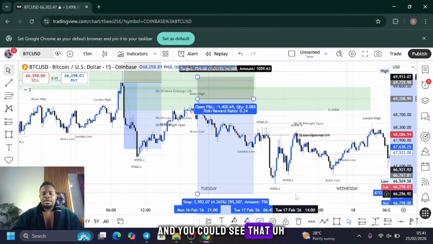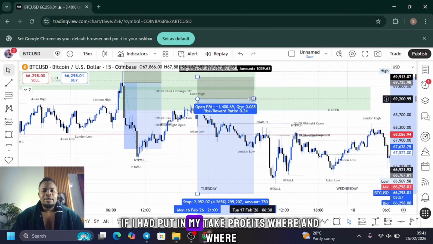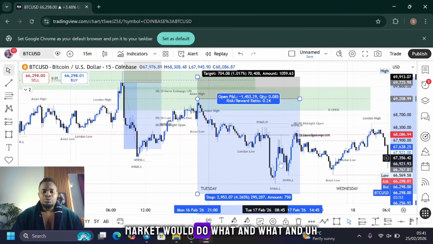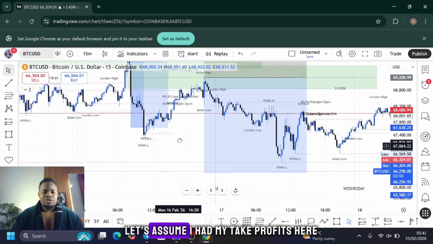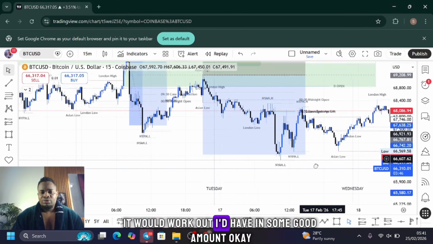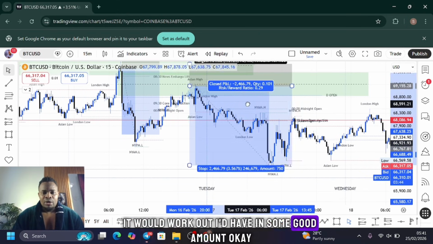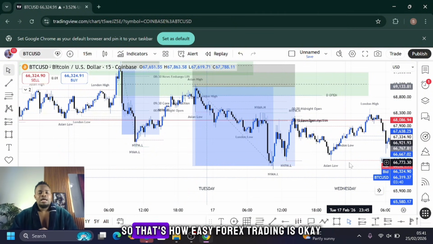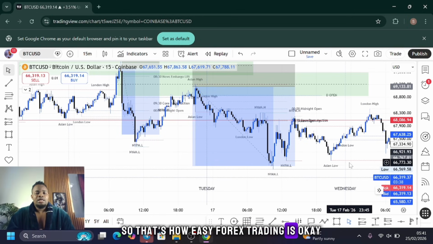And you could see that if I had put in my take profits here and here, you could see how the market would move. Let's assume I had my take profits here, it would work out. I would have some good amounts if I had entered from that zone. So that's how easy forex trading is, okay.